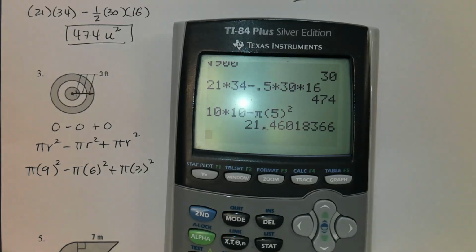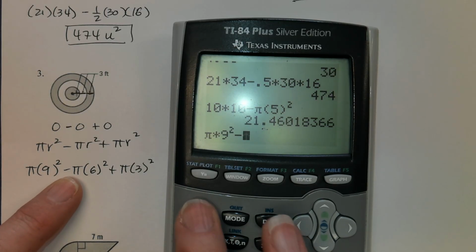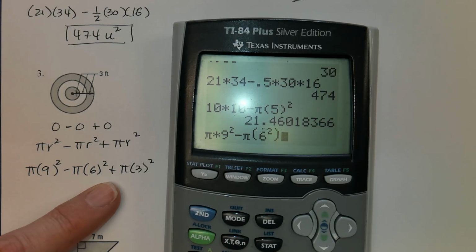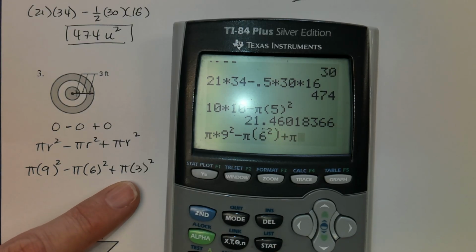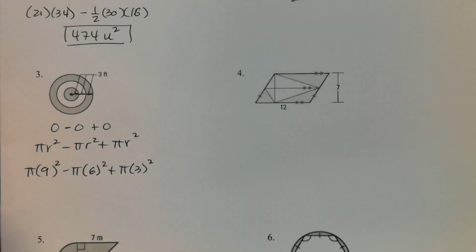And we literally just get to type that in. So pi 9 squared minus pi 6 squared plus pi 3 squared. About 169.65.